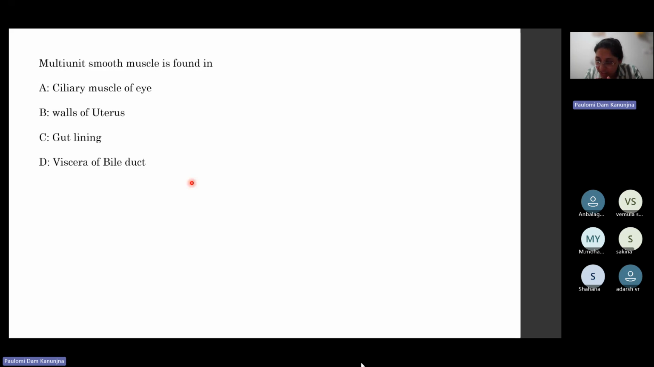C. Okay, anyone else wants to take any guess? A. Okay. Anyone else? A. Anybody? No? Okay. So the answer to this is A, ciliary muscle of eye, which is here.